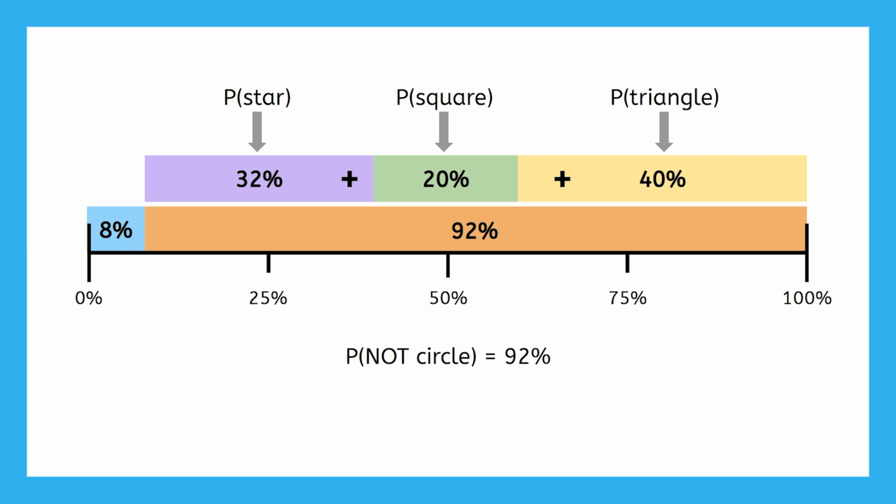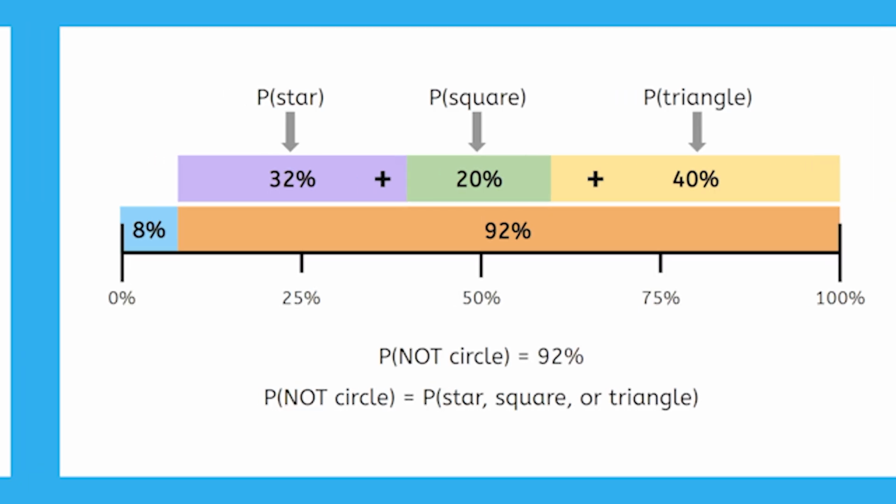If I don't get a circle duck, that's the same thing as saying that I will get one of these types of ducks instead. Since the probability of me getting a circle mark is 8%, the probability of me not getting a circle mark is 92%. The remaining part out of the whole 100%.